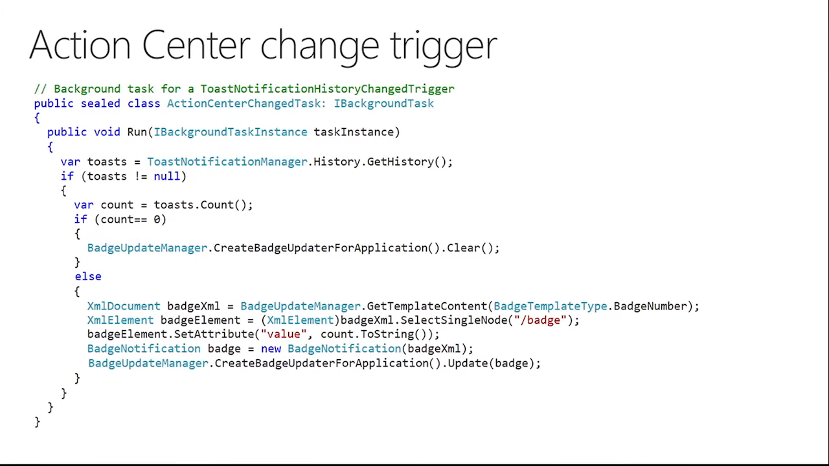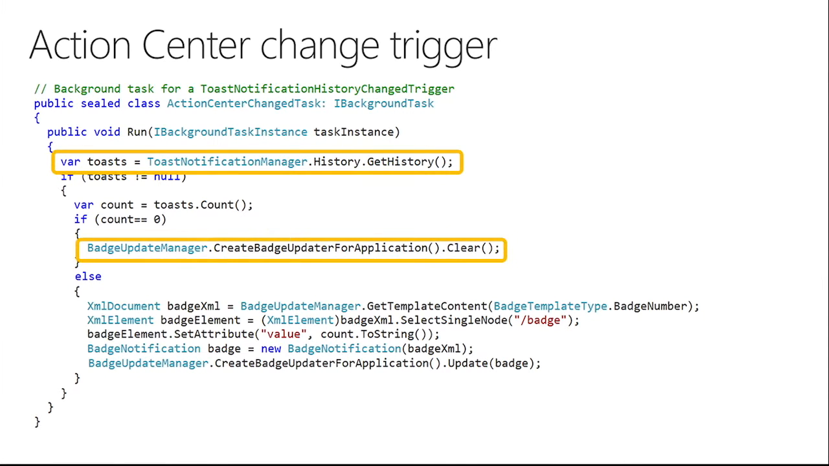Now, in your background task, I have a sample in the sample code for this, but we're not going to show it now. You have the Toast Notification Manager. You can get the history, and then you can use the Badge Update Manager to clear the badge count, or you can use the Badge Update Manager to update the badge count. So that's a nice thing you might want to do in your background task.